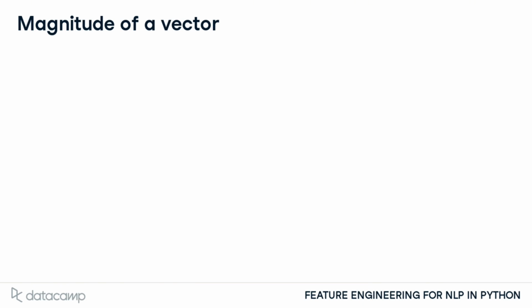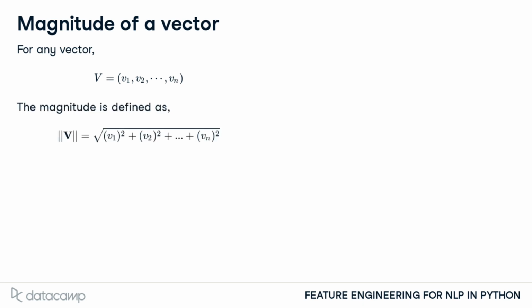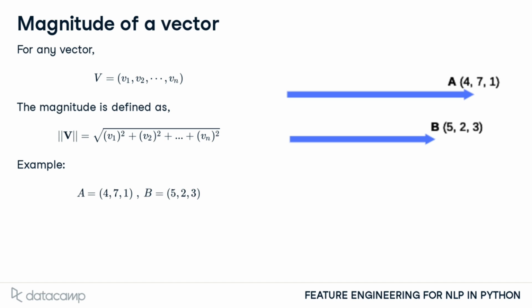Mathematically, it is defined as the square root of the sum of the squares of values across all the dimensions of a vector. Therefore, for an n-dimensional vector v, the magnitude mod v is computed as the square root of v1 square plus v2 square and so on until vn square. Consider the vector a from before. Using the above formula, we compute its magnitude to be root 66.